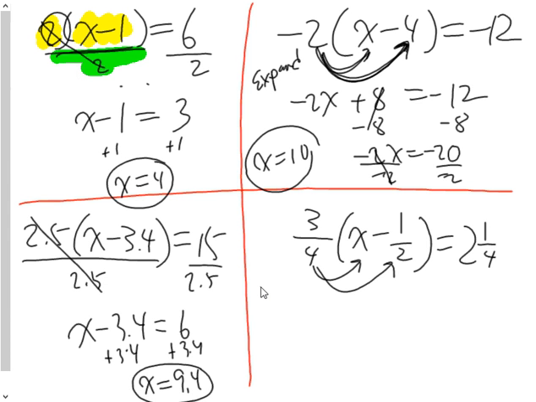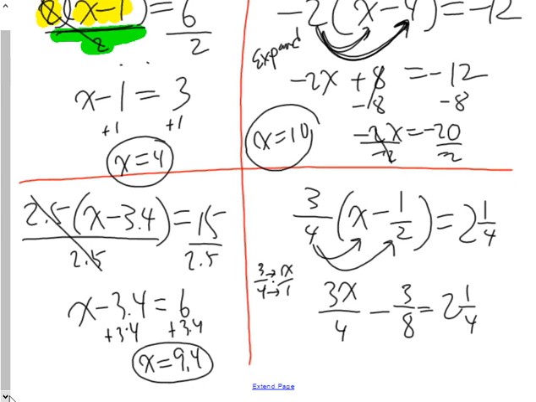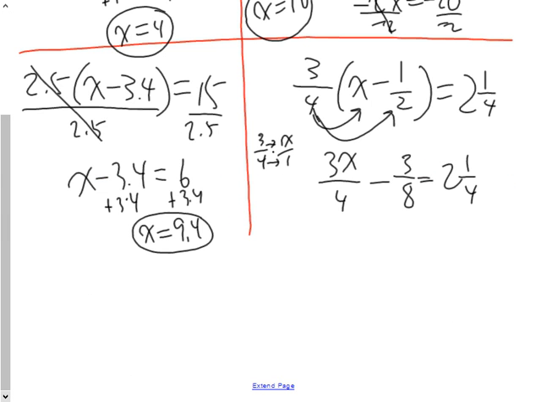So by expanding it, 3/4 multiplied by x is actually going to be 3x over 4, right? Because we multiply the numerators, multiply the denominators. 3x over 4 minus 3/8 equals 2 1/4. So by expanding using distributive property, 3/4 times a half is 3/8. At this stage, what did you learn you could do before when you have fractions in an equation? You could multiply both sides by what? A common multiple of the denominators.